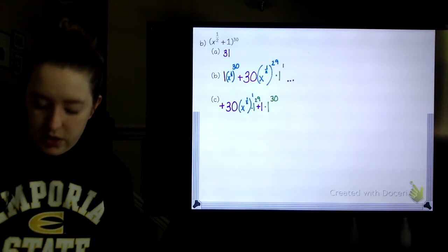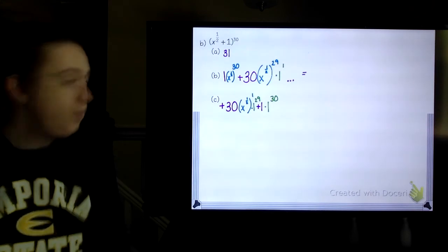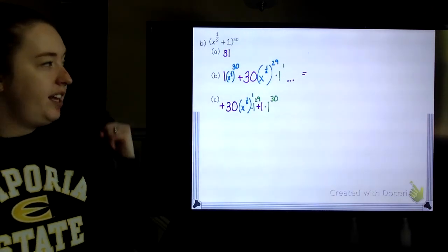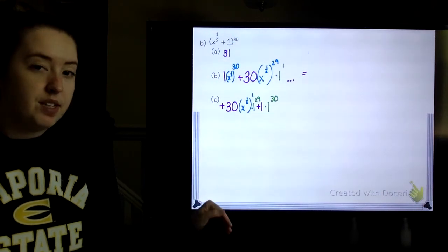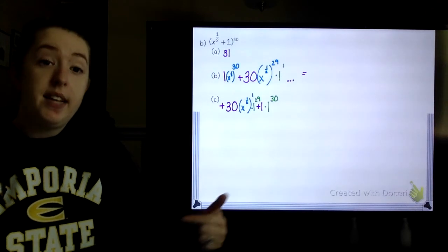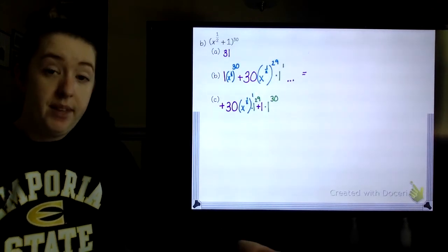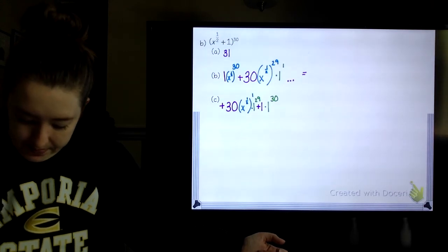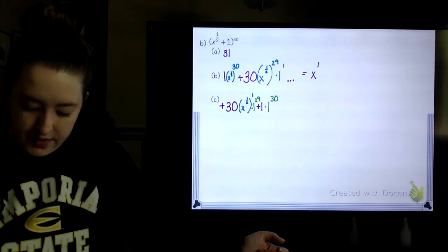So for the first two terms, I'm taking 1 times x to the 1/2 to the 30th. So I don't have to worry about that 1 times at all, right? X to the 1/2 to the 30th. Remember, when I take a power to a power, I multiply. So it's 1/2 of 30, 15. So we have x to the 15th.